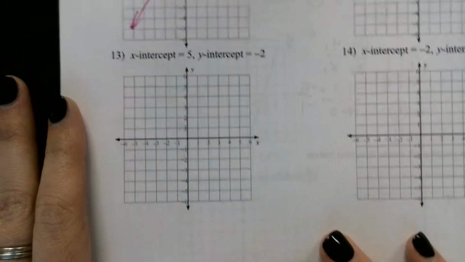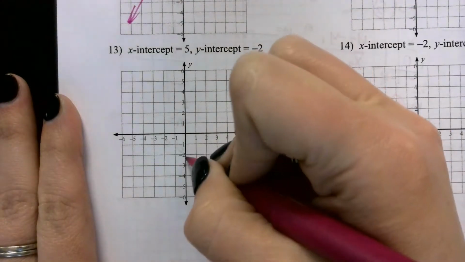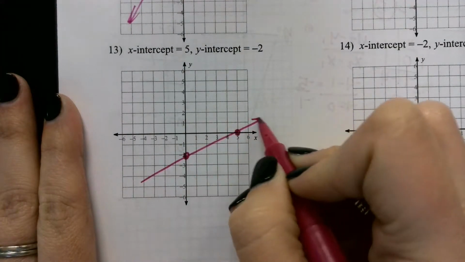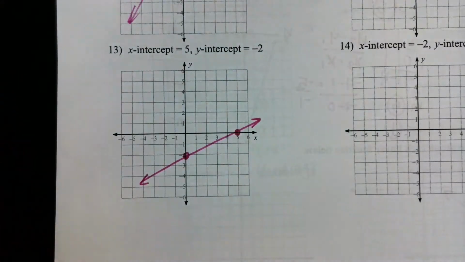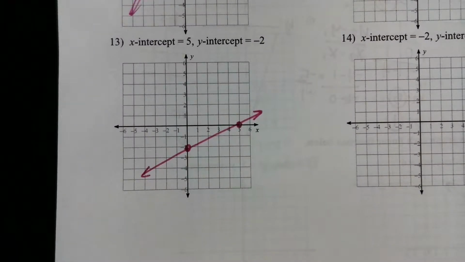Number 13. X-intercept is 5. Y-intercept is -2. Boom. Man, I'm crushing these lines. And that's technically all that you'll be able to do at this point. But we're going to keep going. We're going to get rocking and rolling.